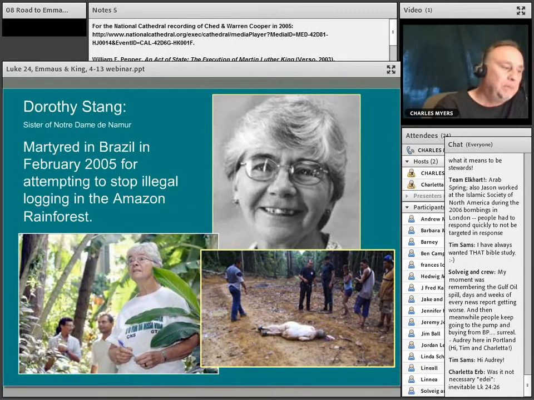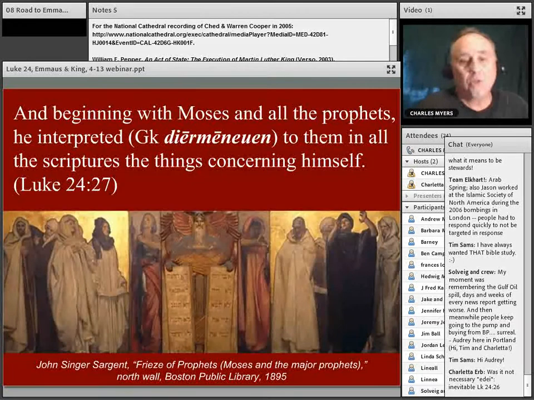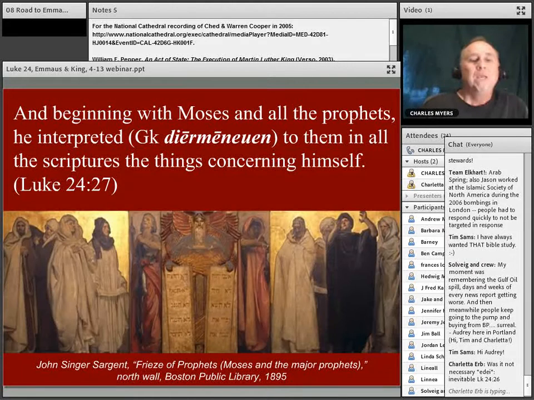And that's why, beginning with Moses and all the prophets, Jesus interpreted to them the scriptures. Verse 27. The verb here is dia hermeneuin, and every other time it appears in the New Testament, it means to translate something into one's own native tongue, as in, for example, Acts 9. In 1 Corinthians 12, it means interpreting ecstatic languages into intelligible speech. In other words, Jesus is patiently translating the counterintuitive, prophetic, biblical wisdom into the plainest possible terms so that these demoralized disciples can get it.